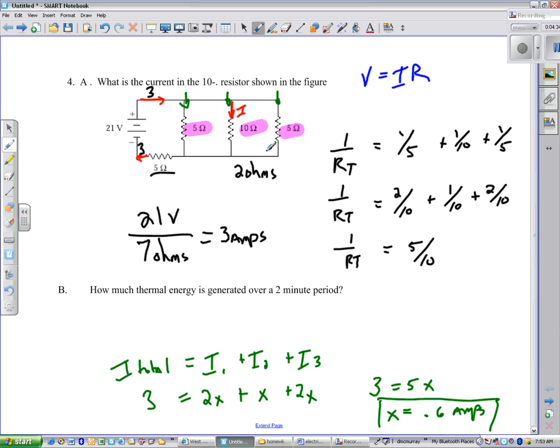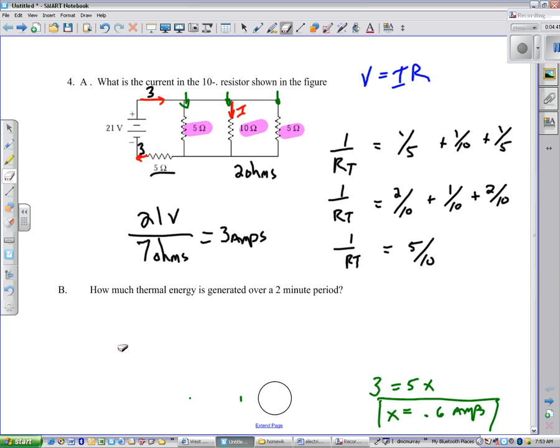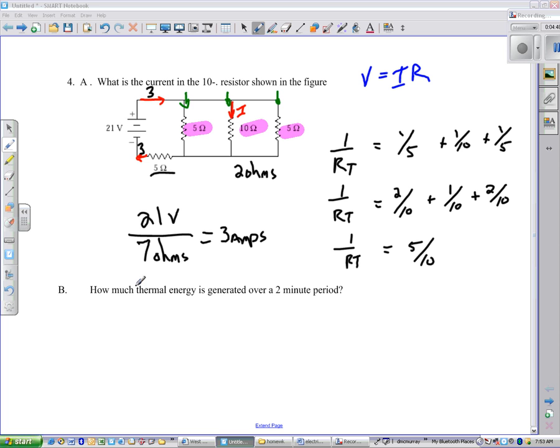Now when we're looking for thermal energy, I'm just going to get rid of this. When we look for thermal energy, we're looking for joules, because thermal energy is the same as any type of energy, which is always measured in joules. But how can we end up with that? Well, if we know watts, a watt equals a joule per second. We know the time period. So if we could find out watts and multiply watts times time, we'll be left with joules.